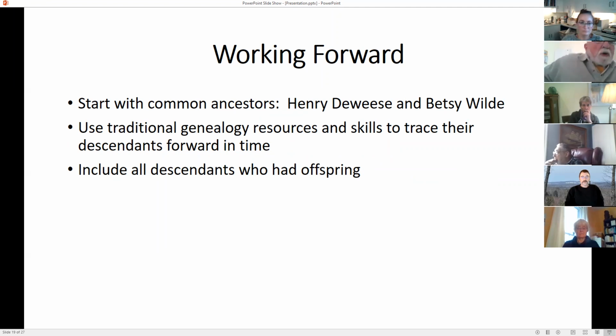Okay, so I'm going to start with these common ancestors, Henry and Betsy. And if you remember from the chart, they were the 2 that were Caroline's parents. She was shown in red. So now we're going to use the traditional genealogy resources and skills to trace forward, again using all the descendants as possibilities. Next slide, please.